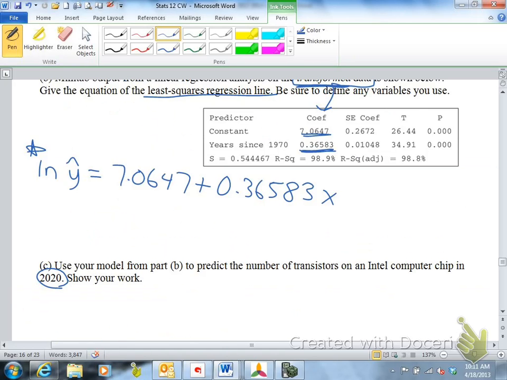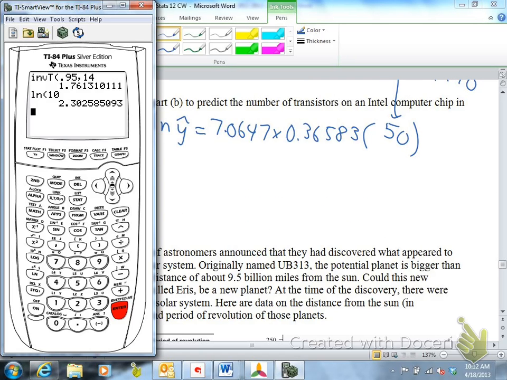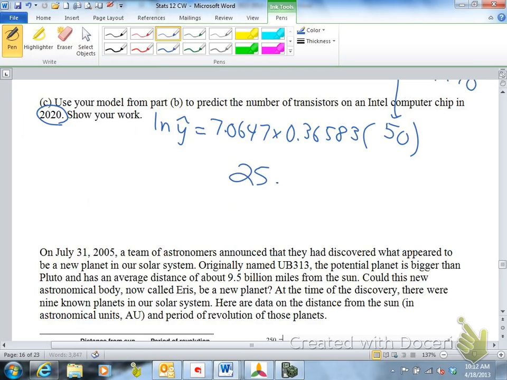So you would plug into this formula. You'd have ln y hat equals 7.0647 plus 0.36583 times, and this is 2020 minus 1970, so it's 50. So we can get the right side of the equation: 7.0647 plus 0.36583 times that. Order of operations is okay here. You get 25.3562, and you have ln of y hat.